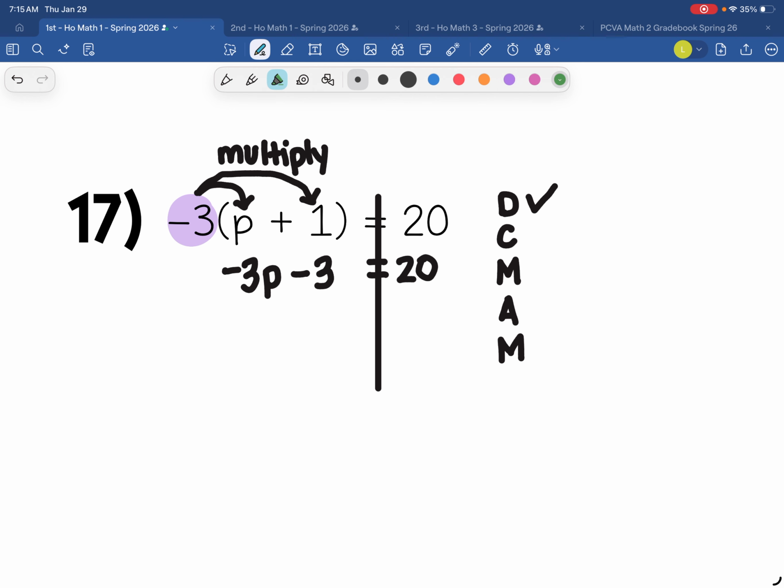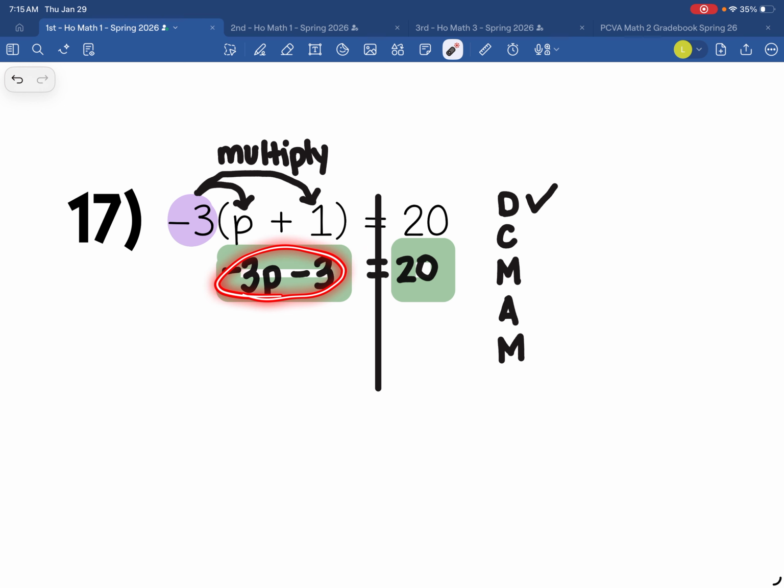So remember, to combine like terms, we can only combine the left with the left and the right with the right. We do not currently have any like terms on the left side because that one has a variable, one doesn't, and there's only one number over here. So we're going to skip the combine like terms.